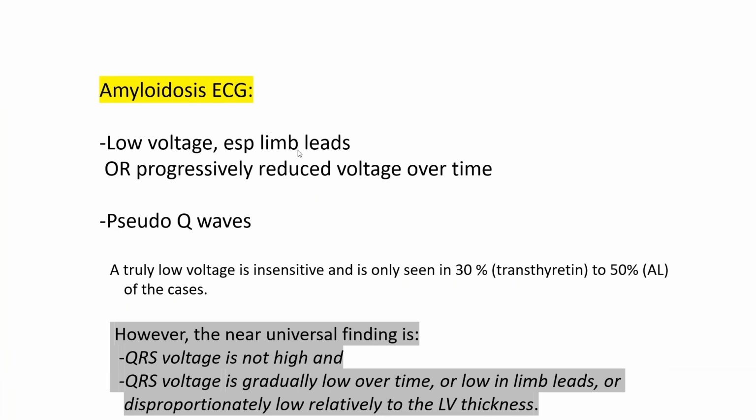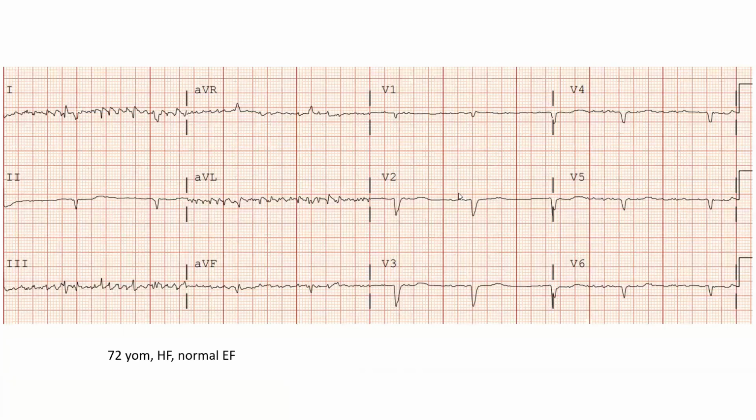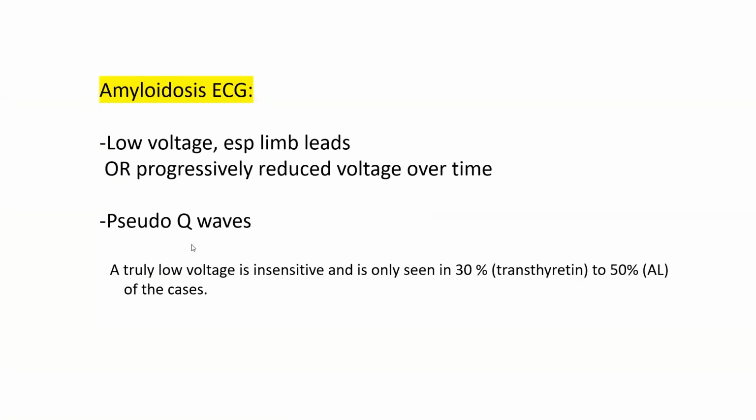Low voltage, especially in the limb leads. You may not fulfill the low voltage criterion in the precordial leads, or low voltage that's progressively reduced over time. So it may not look low in absolute terms, but if you compare it to older EKGs, you'll see progressive decline in the QRS.